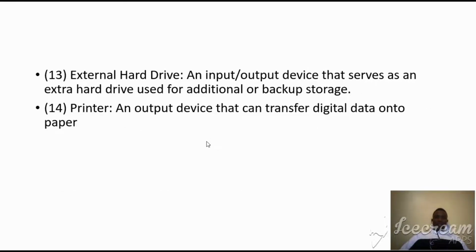Number 13, external hard drive, an input/output device that serves as an extra hard drive used for additional or backup storage. That's also self-explanatory. Number 14, the last one, which is the printer, an output device that can transfer digital data onto paper. So whatever you want to print out, it might be a Word document or a PDF document, you print it out into an actual, physical paper that you can see. That's what the printer serves as.